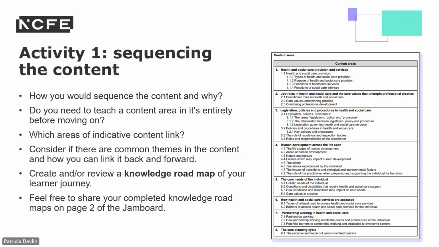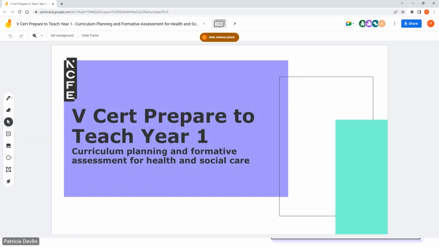So we're going to work on the Jamboard. I'll repost the Jamboard link because I think it's been moved up the chat, and I'll pop it on my screen as well. We're going to work on the Jamboard and start to create a learner journey knowledge roadmap, or you can review one that you've already produced. So while you've been also considering the content areas that you've mentioned already, that you've linked.